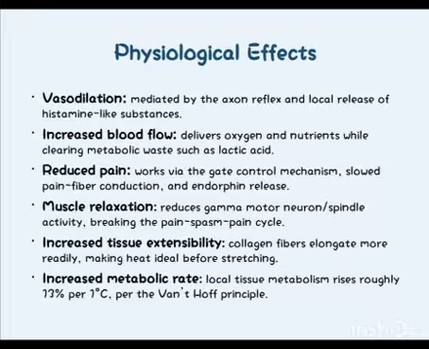Muscle relaxation reduces gamma motor neuron activity, breaking the pain-spasm-pain cycle. Increased tissue extensibility: collagen fibers elongate more readily, making heat ideal before stretching. Increased metabolic rate: local tissue metabolism rises roughly 13% per 1 degree Celsius. Van't Hoff's principle applies here.